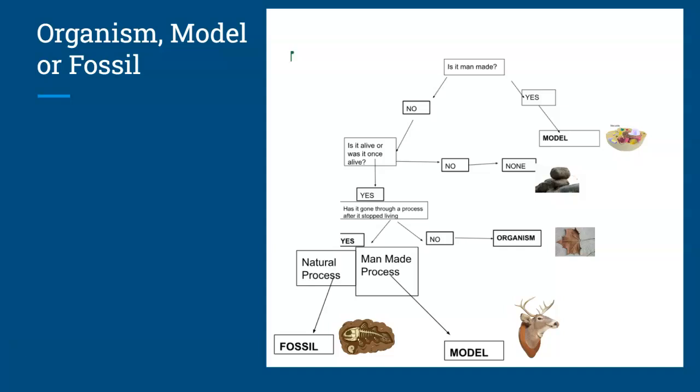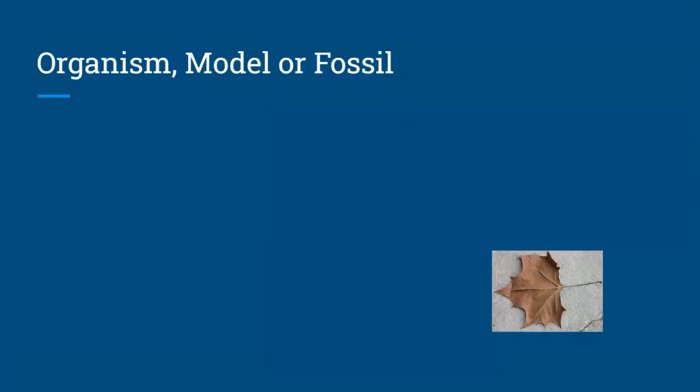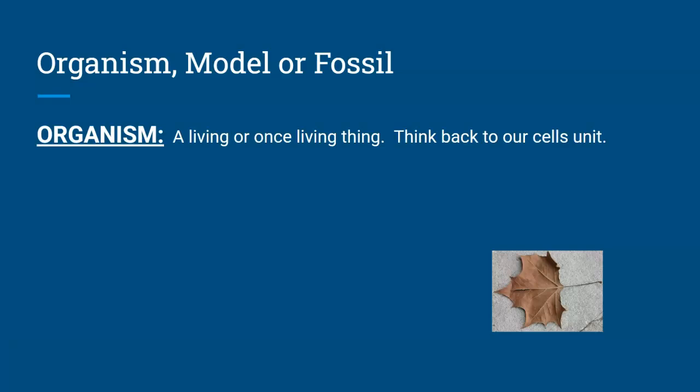In your notebook, you're going to put this flow chart, which helps you decide if it's an organism, a fossil, or a model, which you're going to be writing about. Organism, fossil, or model. Okay? What do I mean by that? Well, you should know. An organism is a living or once living thing.